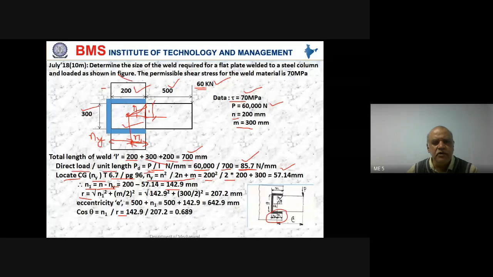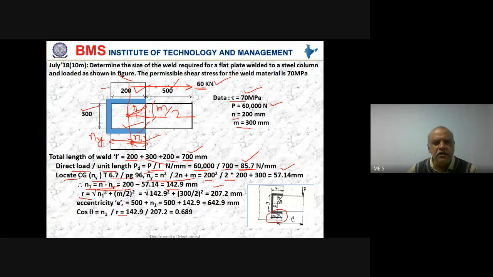So this also we have learnt in the previous session. This is m by 2 and this distance is n1. Therefore n1 square plus m by 2 square under square root will give you the value of radius. And then find out eccentricity. Once you know the value of n1 here, 500 plus n1 will give you eccentricity. So this is eccentricity, correct?